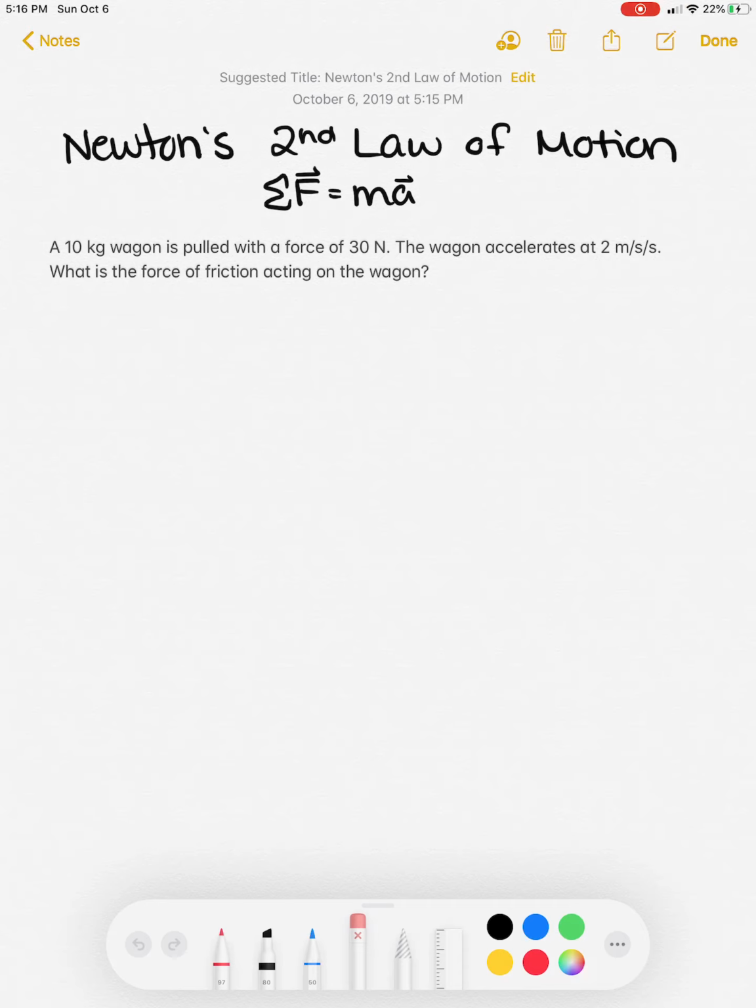A 10-kilogram wagon is pulled with a force of 30 newtons. The wagon accelerates at 2 meters per second squared. What is the force of friction acting on the wagon?